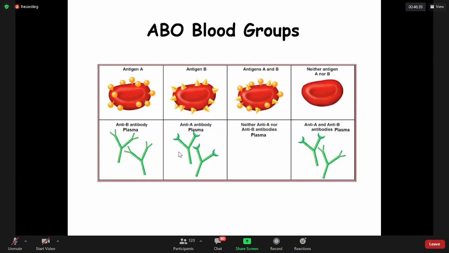So this is just to show you what we've been talking about. Antigen A and anti-B, antigen B and anti-A in your plasma, antigens A and B and neither anti-A nor anti-B antibodies in your plasma. If you're blood group O, you have neither antigen A nor antigen B, but you have anti-A and anti-B antibodies in your plasma.